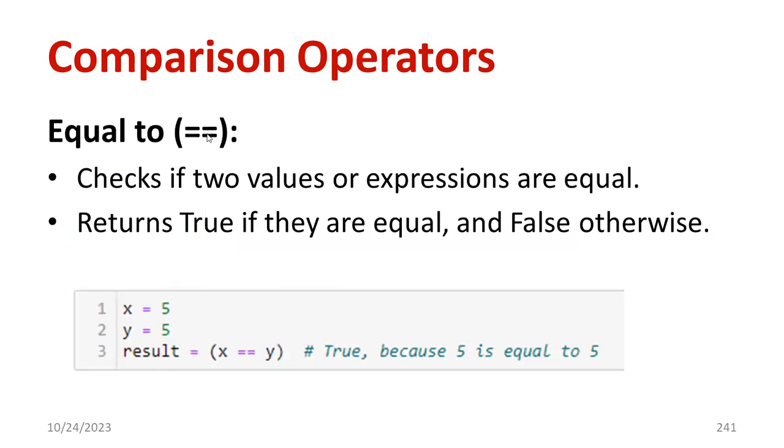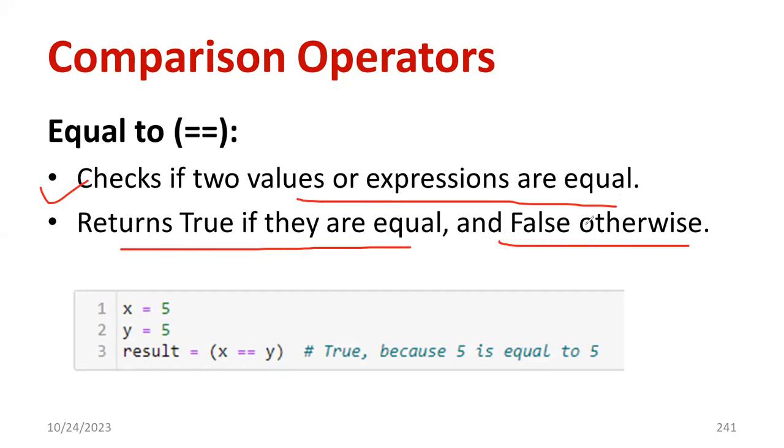First of all, we'll see some examples. The need for equal to: why is equal to required? It is used for checking whether two values or expressions are equal or not. It returns true if the values are equal, otherwise you will get the result as false. Let's see how it works.